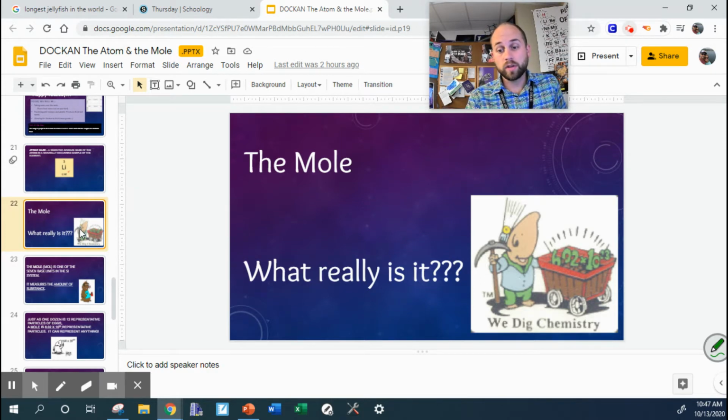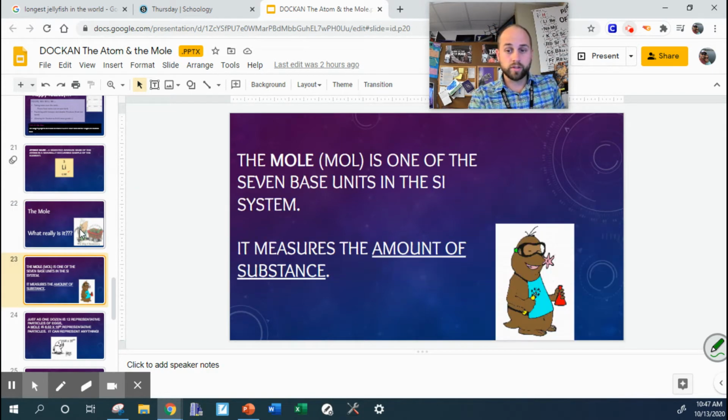So the mole is just a way of classifying chemical substance. It measures the amount of chemical substance. A mole is one of the 7 base units that we have, so I'm going to write a couple more on the screen. We've seen meters, we've seen liters for volume, we've seen grams for mass, seconds for time.